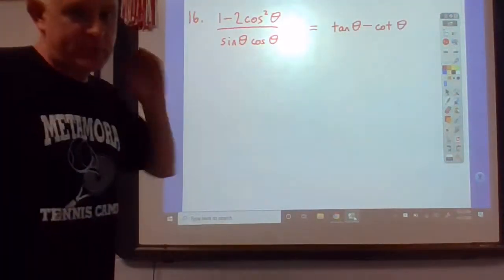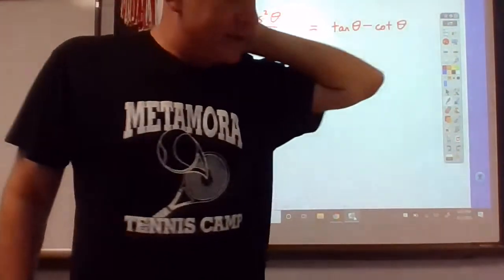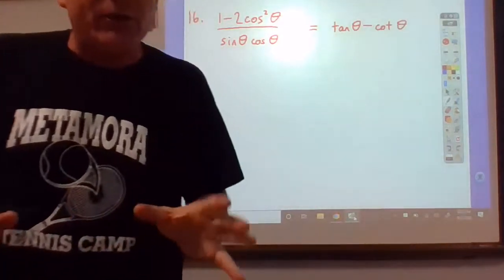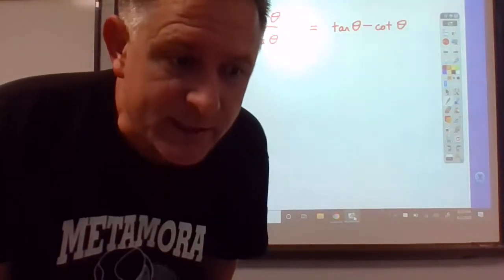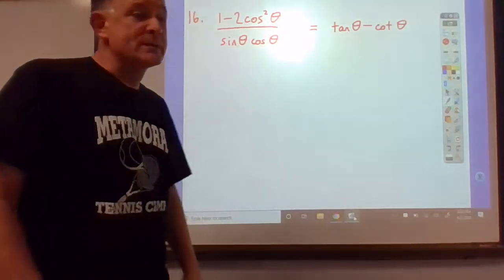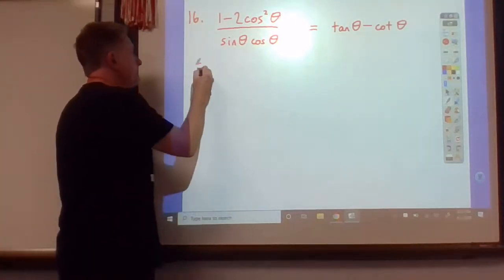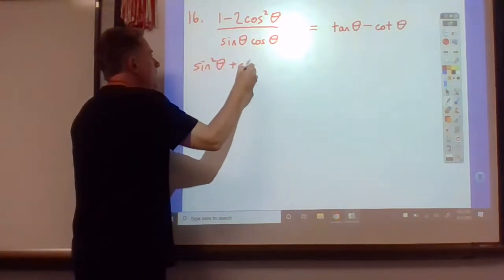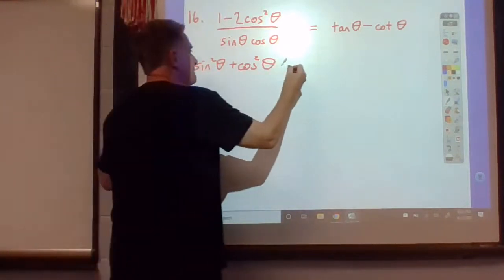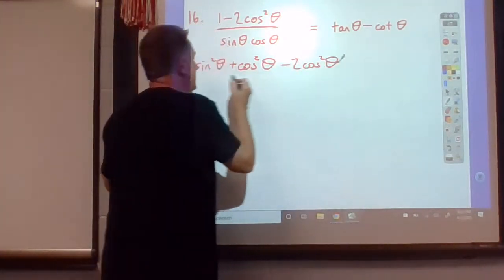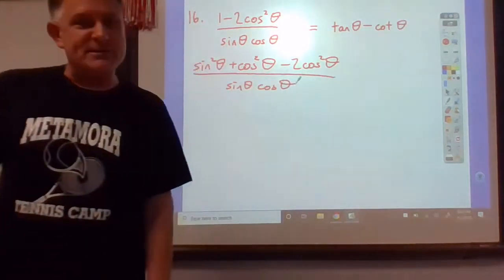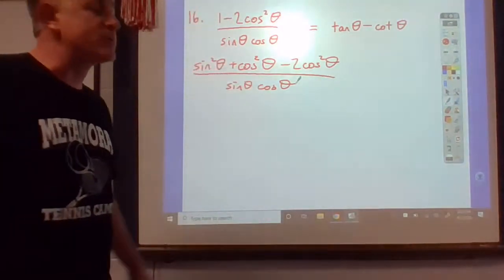It says 1 minus 2 cosine squared over sine cosine equals, holy moly, this one looks complicated right off the bat. So here's what I'm going to do. When I look at this, the first thing I notice is in the numerator I got a 1. And I know that 1 equals sine squared plus cosine squared. So I'm writing that for the number 1. Didn't do anything else yet. All I did was substitute sine squared plus cosine squared for 1.